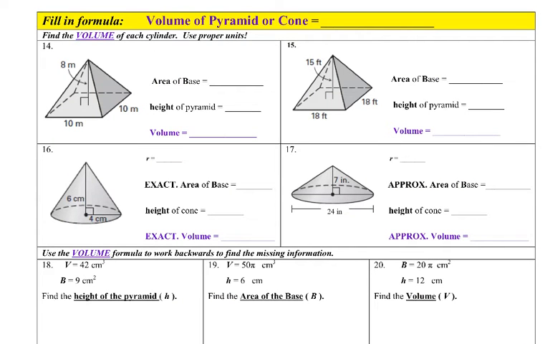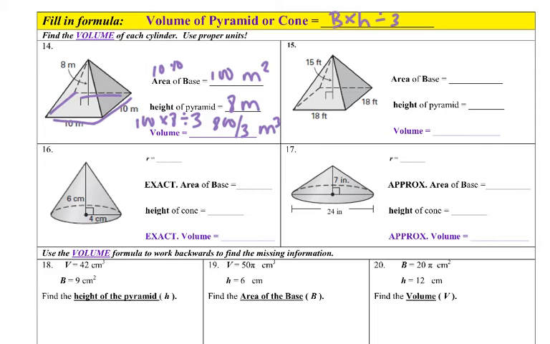Here we have the volume of a pyramid or cone, which is area of the base times the actual height divided by 3. And you don't have to memorize that formula. So here the area of that base is a square, so it's 10 times 10 or 100 meters squared. Height is 8 meters, so 100 times 8 divided by 3. So 800 divided by 3, that doesn't go in evenly. You can leave it like that if you want, or you can divide it out on the calculator.